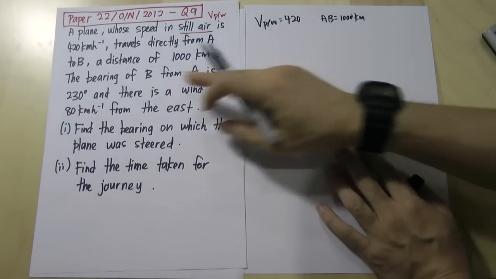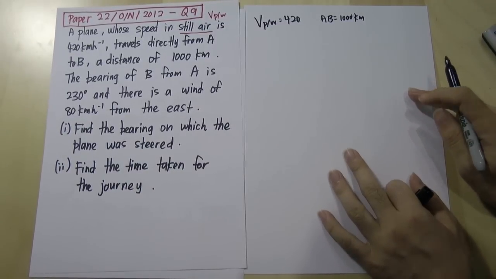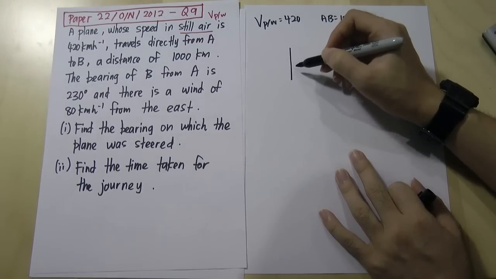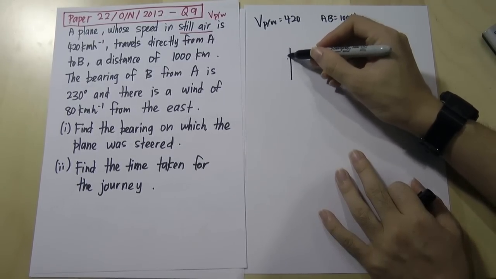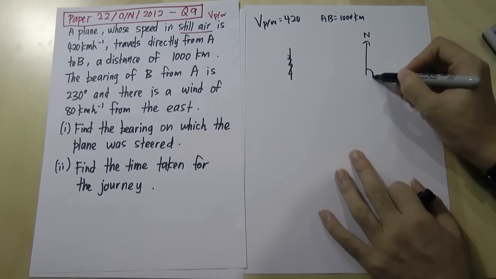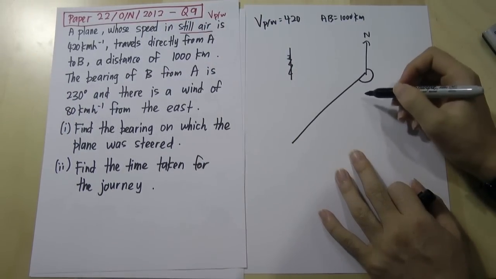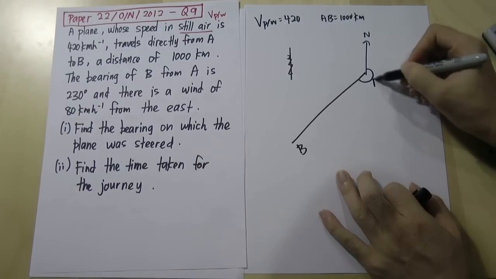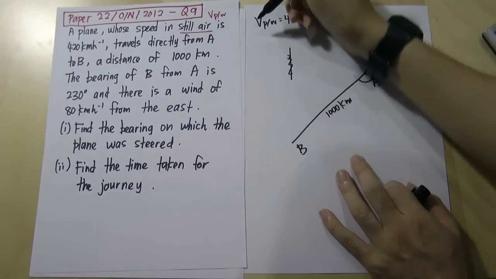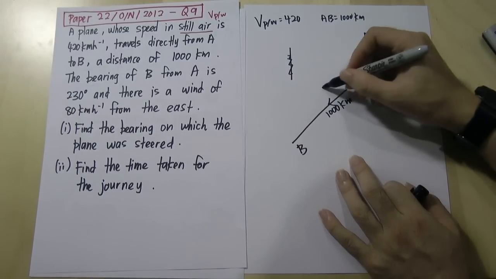Alright, and then the bearing of B from A is 120. So roughly I want to imagine what 120 looks like. Let's say this is north, 120 is somewhere here. So this is the bearing of B from A, this is B, this is A, and obviously this is 1000 km. The plane travels directly from A to B, so the arrow is like this. This is the velocity of the plane.